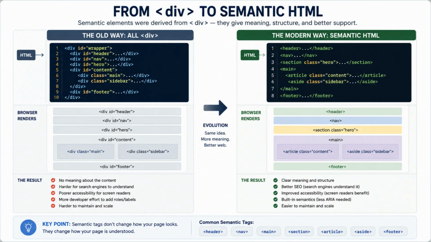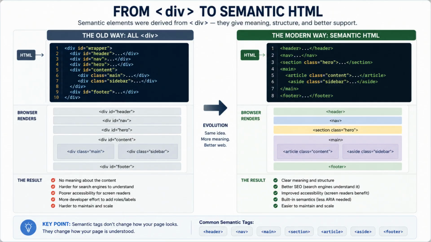This slide is a side-by-side comparison. Walk it left to right rather than reading it top to bottom. Left side, the old way: everything built with generic div containers. Right side, the modern semantic version. Point out that the browser rendering looks visually identical between the 2. Same boxes, same layout. That's the whole point.